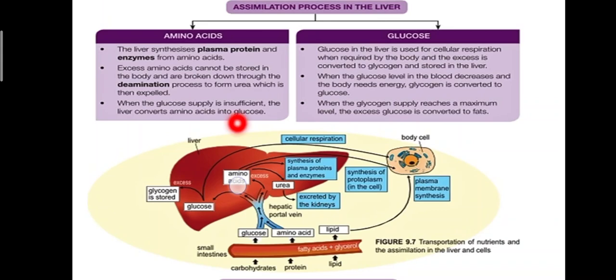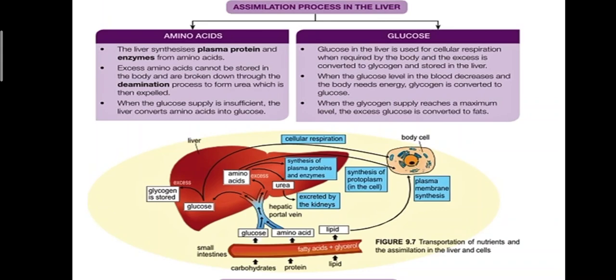Excess amino acids cannot be stored in the body, and so they are broken down through the process of deamination, in the form of urea, and will be excreted by our kidney. When the glucose supply is insufficient, the liver will convert the amino acids into glucose. So that is the first one, amino acids.